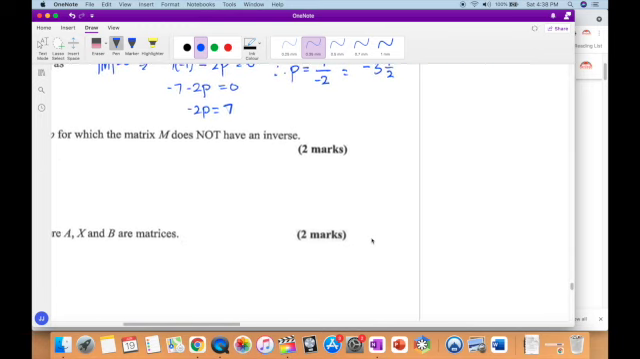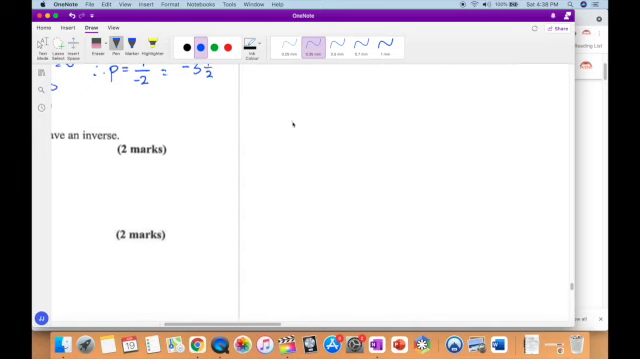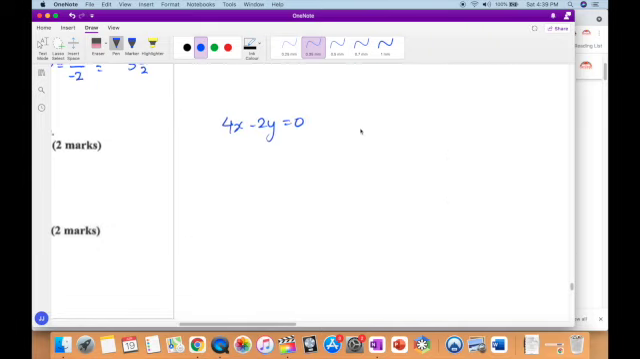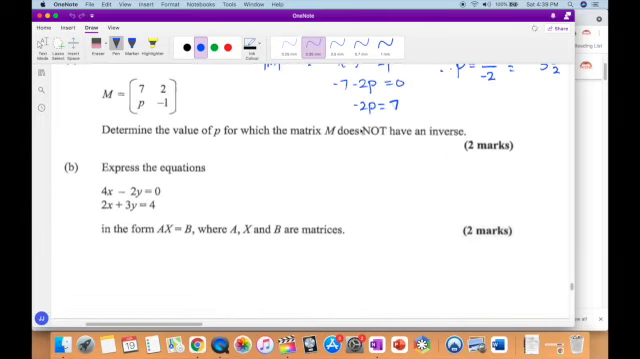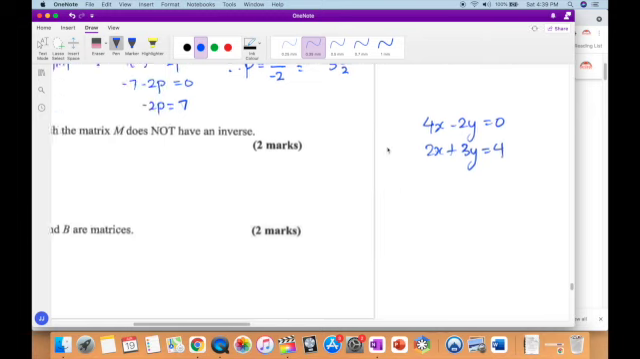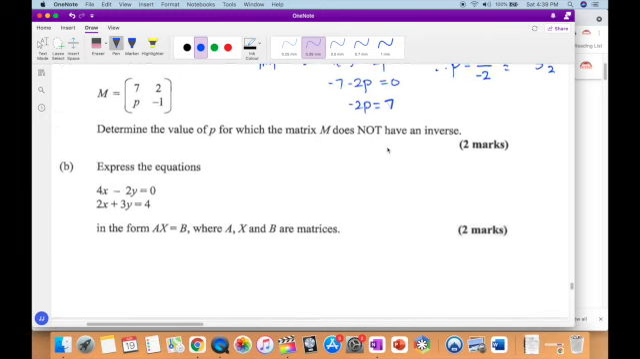4x minus 2y is 0. And then 2x plus 3y is 4.